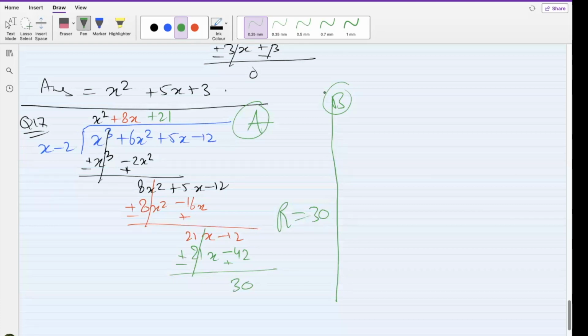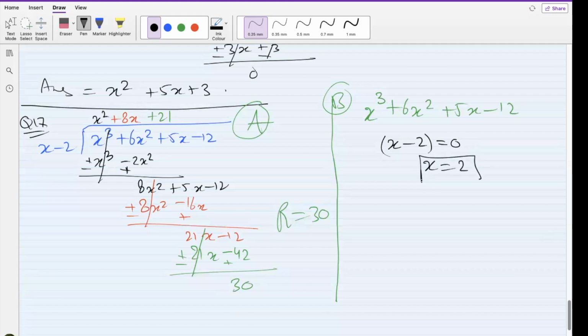Okay, let's do our second method. Whenever you are given a polynomial, we also call that a polynomial, 3x cube plus 6x square plus 5x minus 12, and the question is telling you to see what is the remainder when it is divided by x minus 2. Always do this. Put it equal to 0. Then x is equal to 2. You substitute this x equal to 2 in the given polynomial, and if there is any remainder, you will get it.